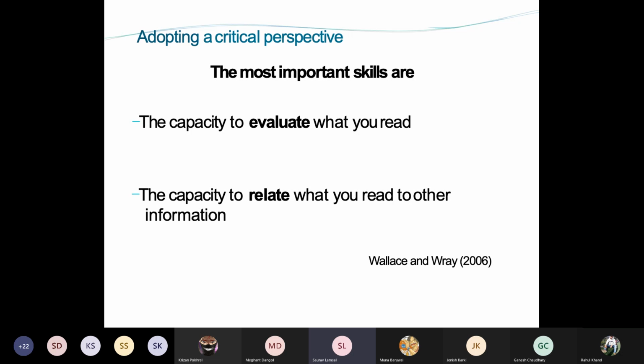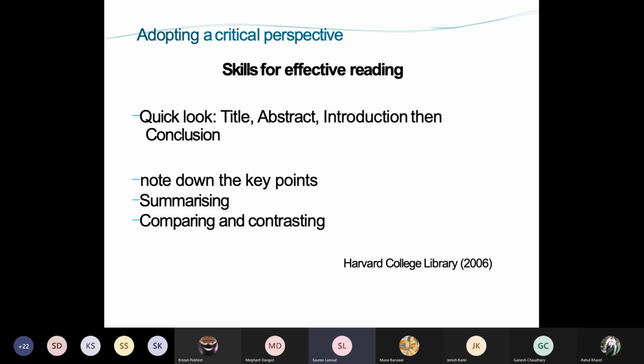So you have to evaluate what you read, and relate what you read to other information. These are the most important skills that you need to implement while reviewing the literature critically. And what are the skills for effective reading? A quick look at the title, abstract and introduction, that is the thematic review.